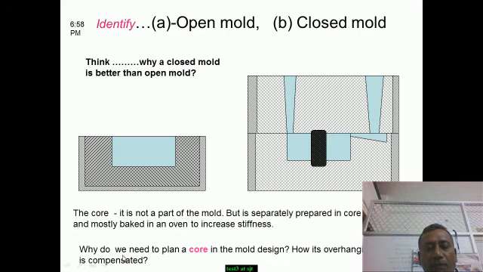There is a question: why do we need to plan a core in the mold design? How is its overhanging effect compensated? The overhanging comes into the picture whenever this core has been planted somewhere here. Half of it has been planted here, and the other half is protruding like this. This is in the case of blind holes.